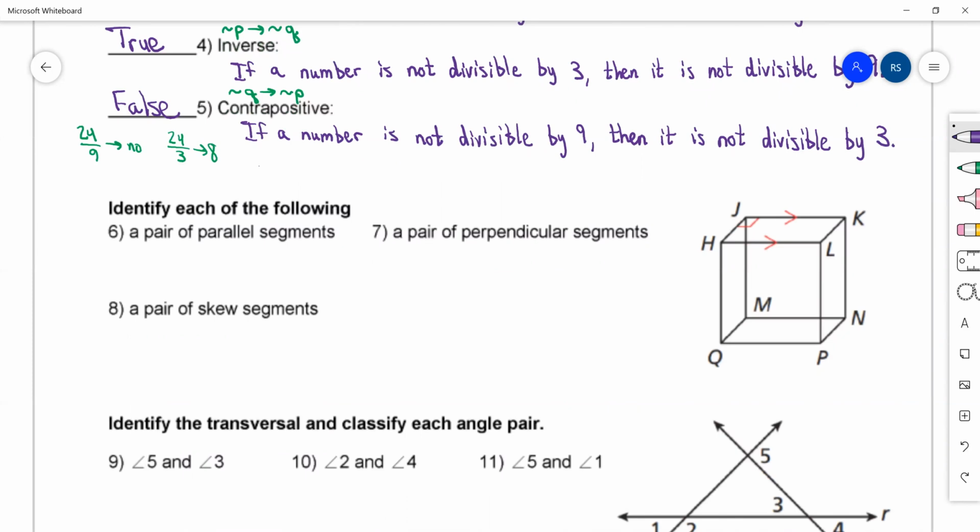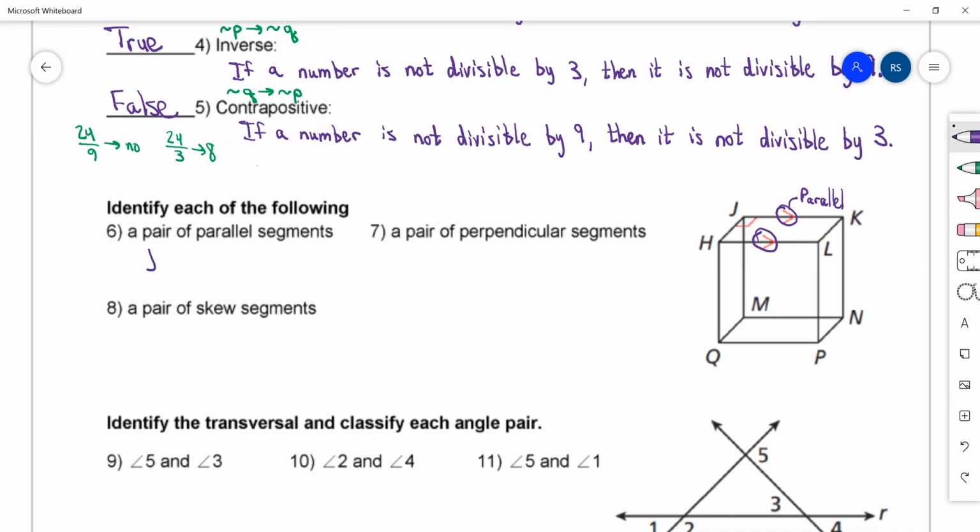So they give us a picture and we have to find a pair of parallel segments on number 6. Remember these double little arrow looking things, these mean parallel. So a pair of parallel segments, well, JK and HL, we're told they're parallel. That's a safe bet because we're told that.